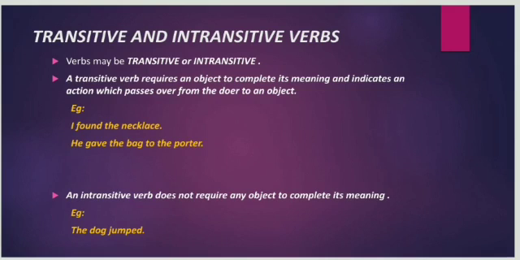Intransitive verb does not require an object. So, the dog jumped. The example is the dog jumped. The dog is subject and jumped is verb. But here we do not need anything else. The meaning is complete in itself. Okay, so I think it is clear.